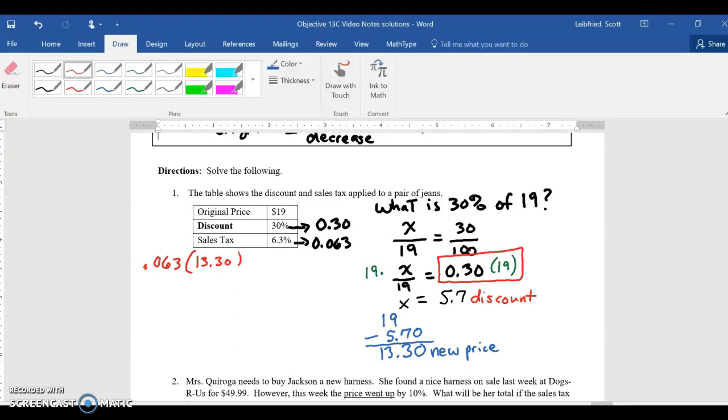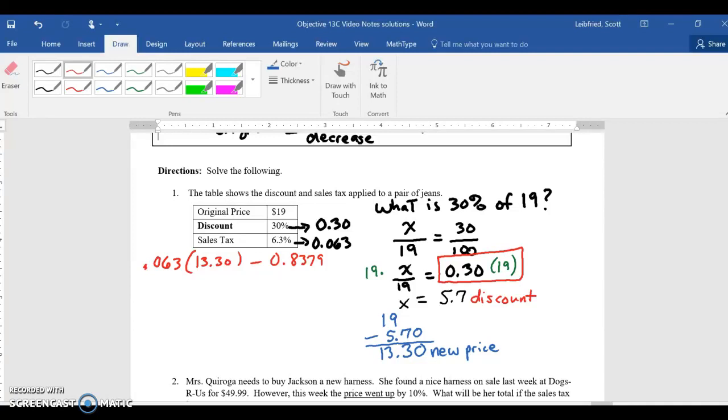So we have 0.063 times 13.3 on our calculator, which comes out to be 0.8379. So about 83 cents, maybe 84 cents, doesn't matter to me if you round it up, but 83 cents is basically your tax. And that should make sense to you that you don't pay a ton of tax. I mean, tax is relative to how much you're buying. You're buying $13.30 worth of stuff, so it makes sense that you would have 83 cents worth of tax.